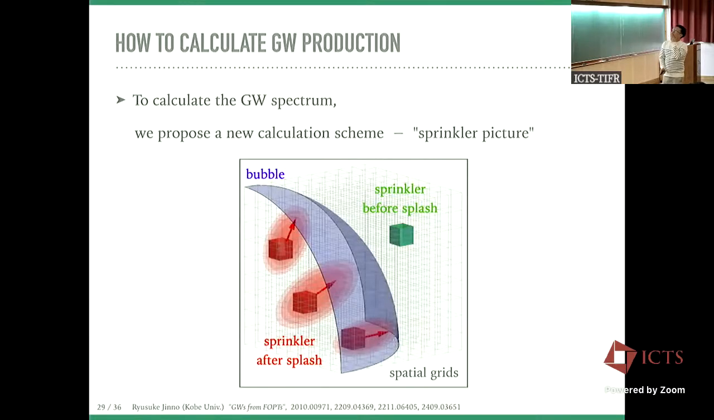And in order to calculate the gravitational wave spectrum, we propose a new calculation scheme, which we call the sprinkler picture. I will briefly explain this. The blue surface is the bubble wall. And imagine we have sprinklers at each grid point, which splash particles as soon as the bubble wall hits the grid point.